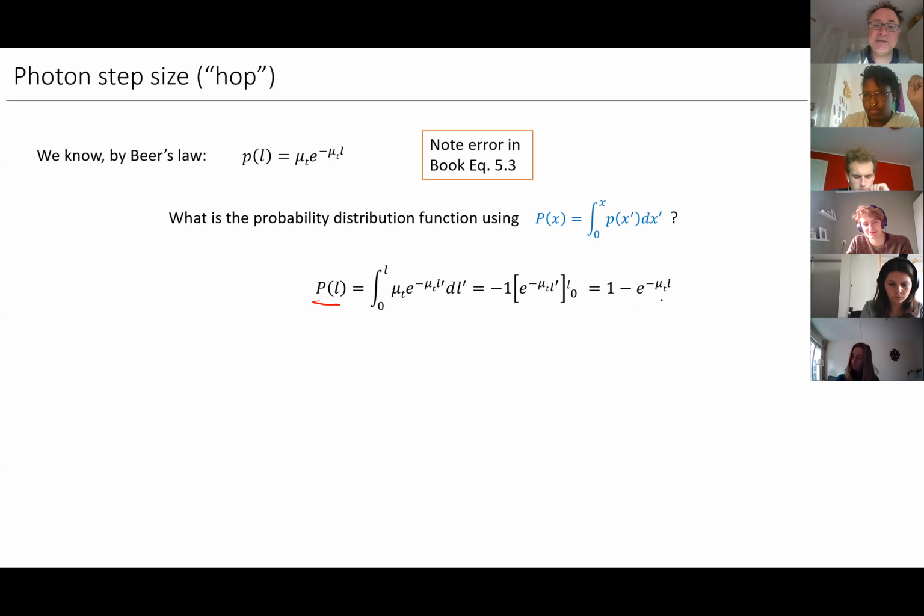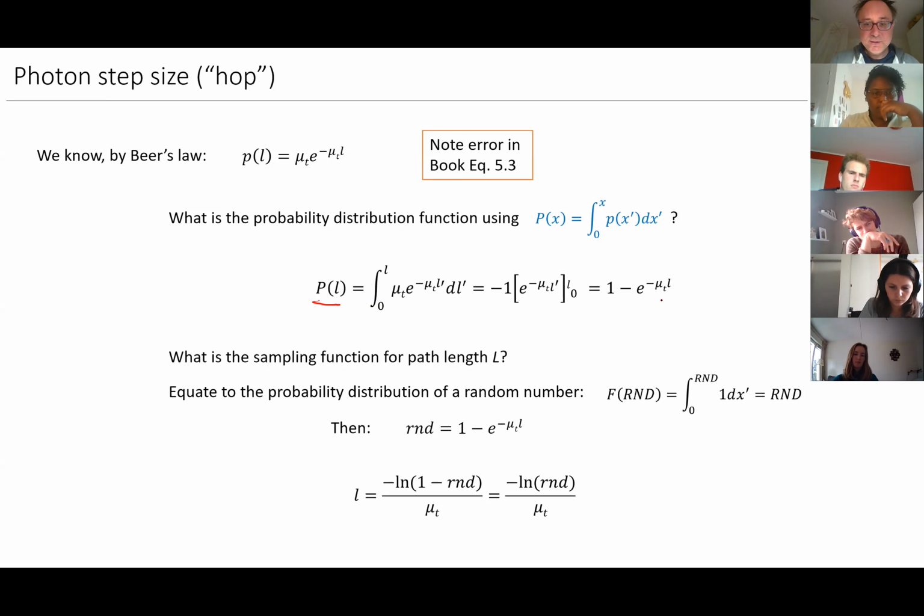The next step is equating this to a random number. Basically, our random variable here is L, right? That is the random variable that we're interested in. What we're going to do now is equate this to a uniform random number that is drawn by the computer, and then solve for L in terms of that random number. That's the idea.